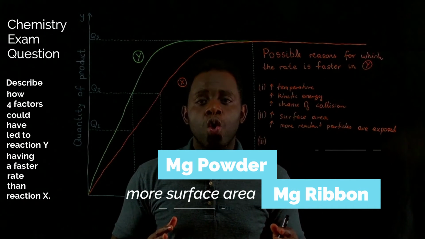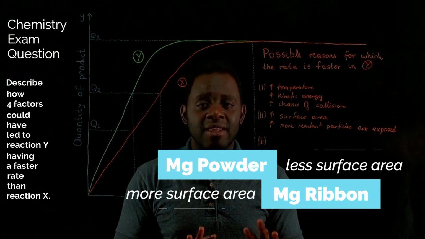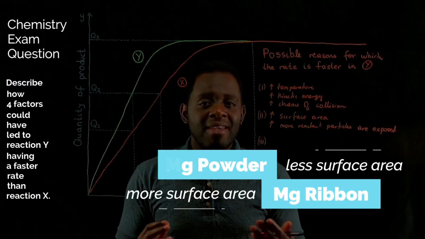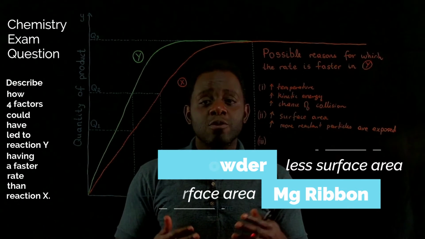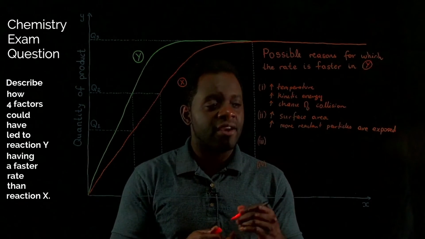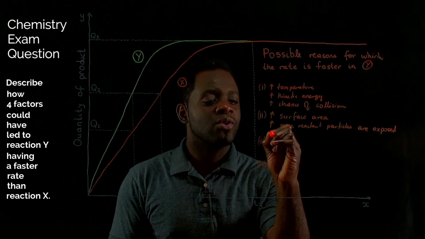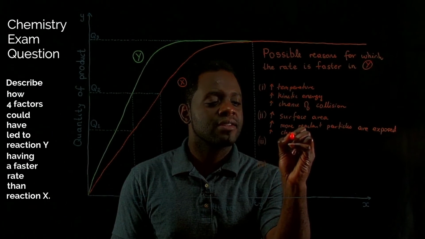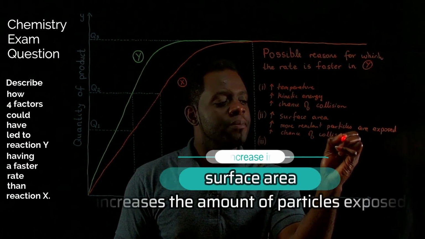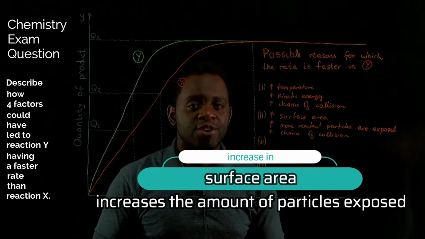But in the case of the ribbon, only the surface particles are exposed to other reactants in the reaction, and the inner magnesium particles in the ribbon have to basically wait their turn to be exposed to the other particles. So an increase in the surface area increases the exposure of the particles and also increases the chance of collision of the particles, so they can be changed into products at a faster rate.